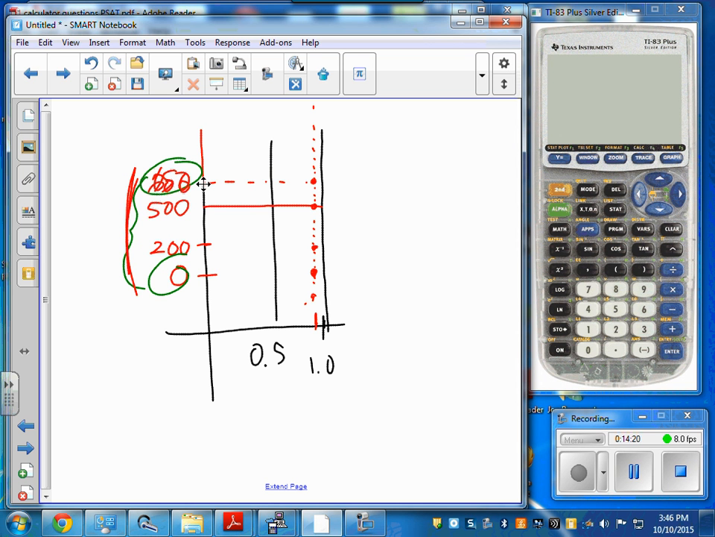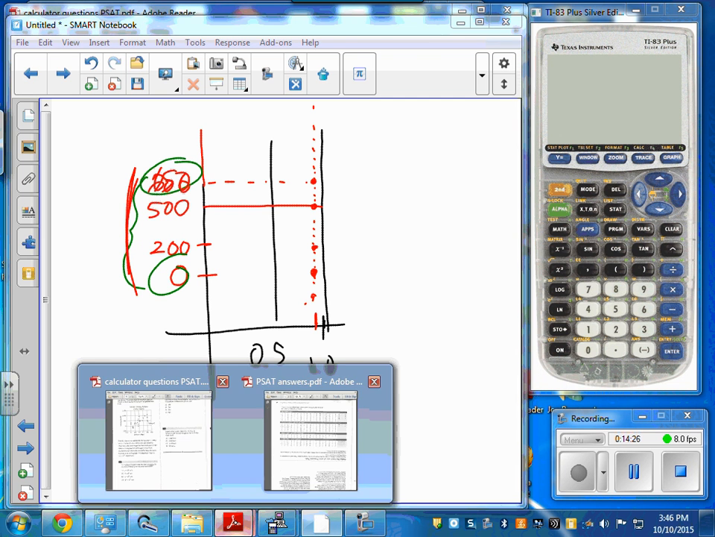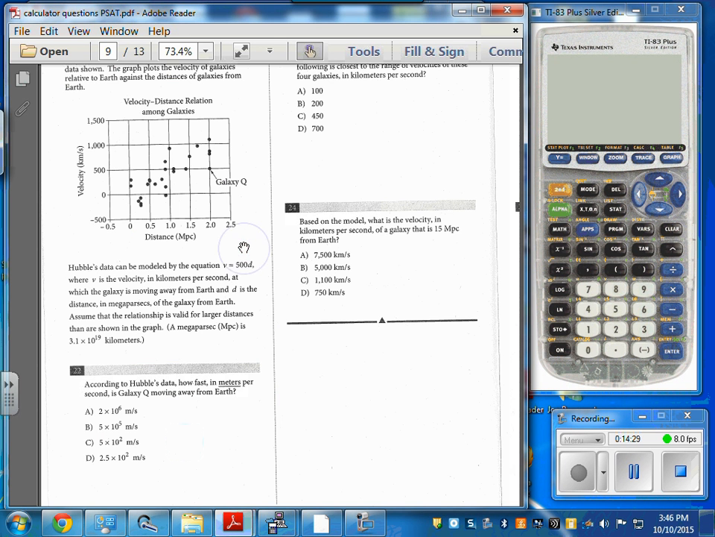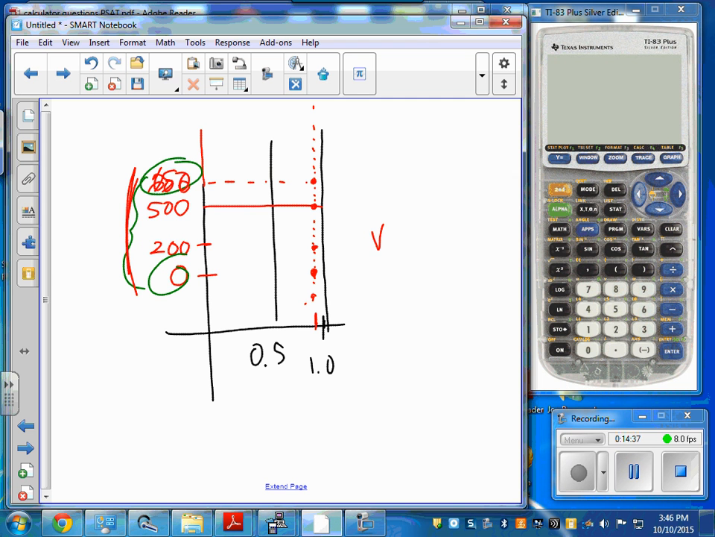Okay, number 24. Based on the model, what's the model? Remember, if you go back and read the problem, they use the word model right here. Okay, so this idea of velocity is 500 times d. That's the model that's being used. Velocity is 500 times d.